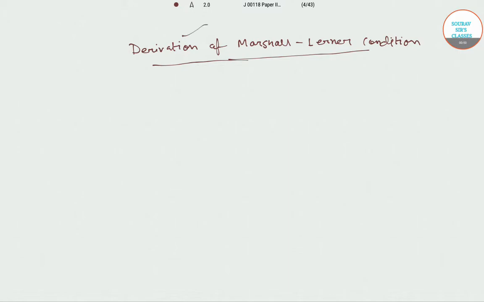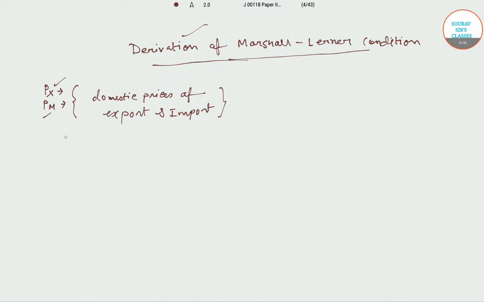First of all, we need to write down a few definitions. We know PX is the domestic price of exports and PM is the domestic price of imports.